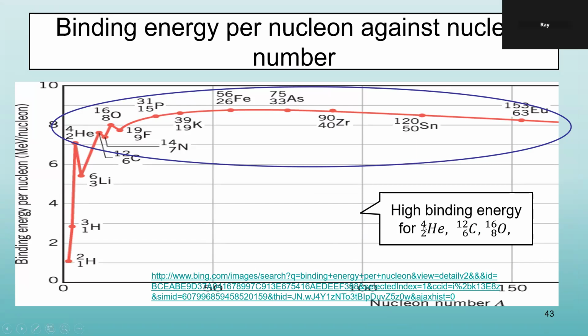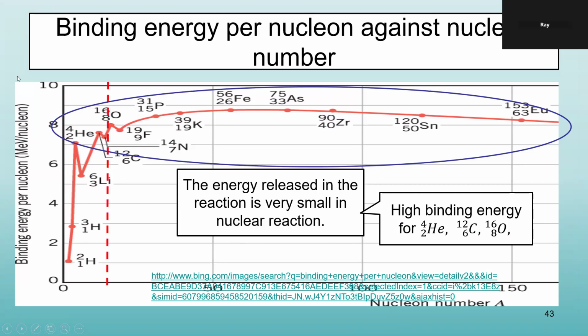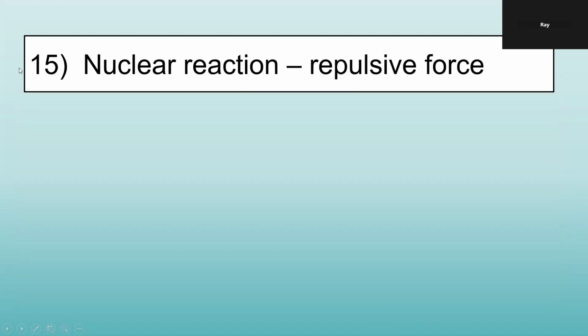Okay, you can see the helium, which is there, carbon, and oxygen. Sorry, carbon is here, oxygen is here. You can see they have high binding energy. Right? But the energy release in nuclear reactions is very small. So for those nuclear reactions in this part there, energy release is very small. Right? We'll see more detail later on.